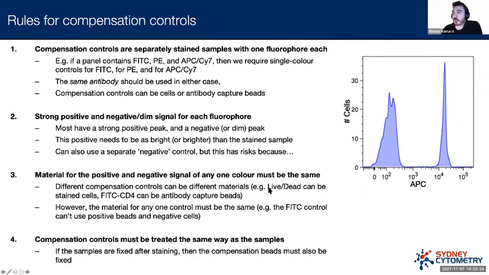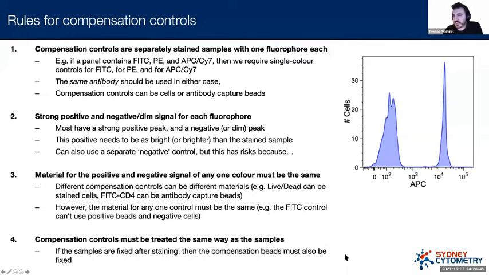So if we're going to include something like a live/dead control, often it's easier to use some cells, including some dead cells, for the single stain control. Absolutely fine to do that, but they must be cells, both the positive signal and the negative signal. So again, you can have a mixture of beads and cells for different colors, but within each color, it must be the same. That's very important.